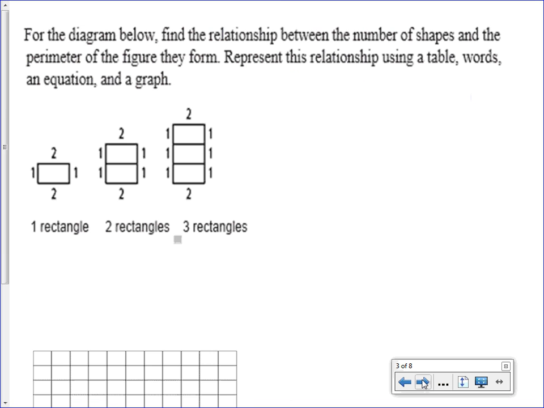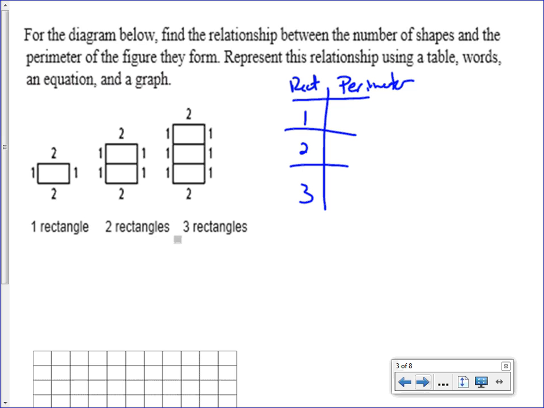Okay. Second type of thing you might see is this, very similar, except this time it says for the diagram below, find the relationship between the number of shapes and the perimeter of the figure they form, represented in a table, in words, in an equation, and a graph. So first of all, a table. This time I'd have rectangles and I'd have perimeter. Okay, so we've got 1, 2, 3. For one rectangle, the perimeter would be 6. Next, we slide in these two pieces, and so our perimeter would be 8. Next one, we slide in these two pieces and shift it up, and we'd have a perimeter of 10. Okay, so there would be the table.